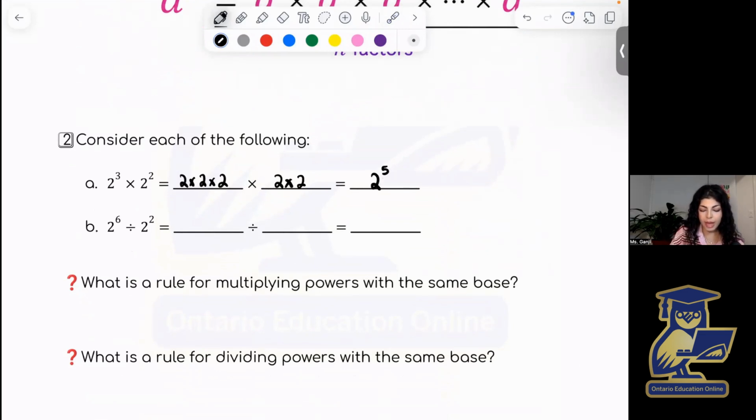So this is the other way. This would be 8, and this would be 4. And 8 times 4 is 32. And you can precisely check that 2 to the power of 5 is 32.